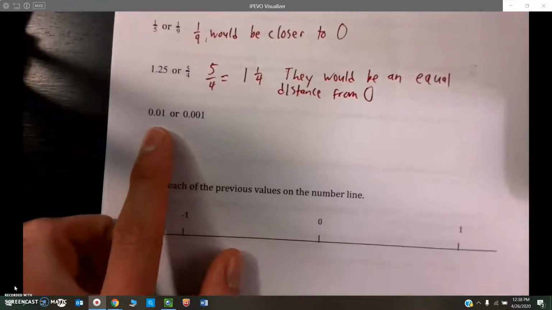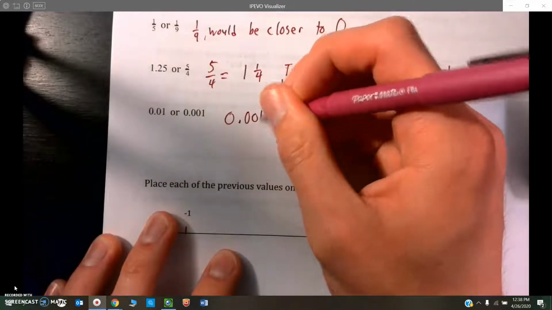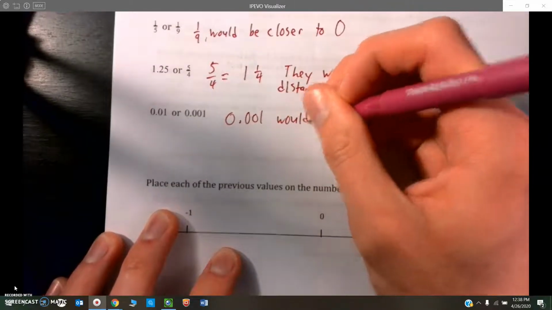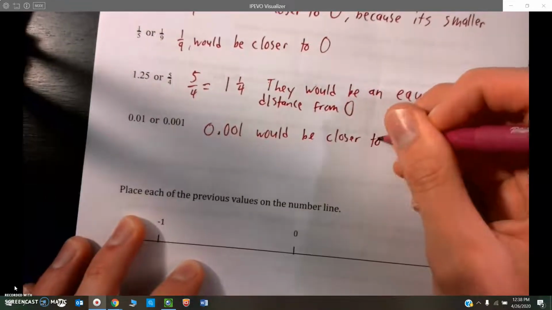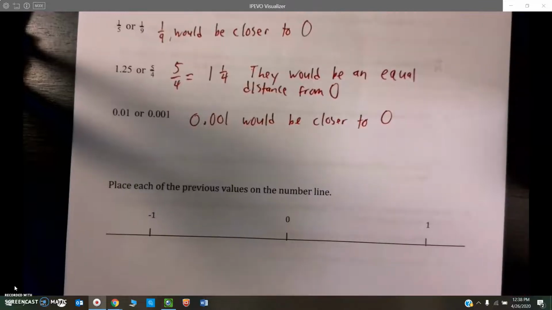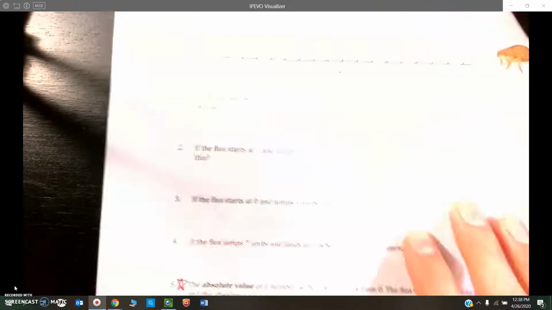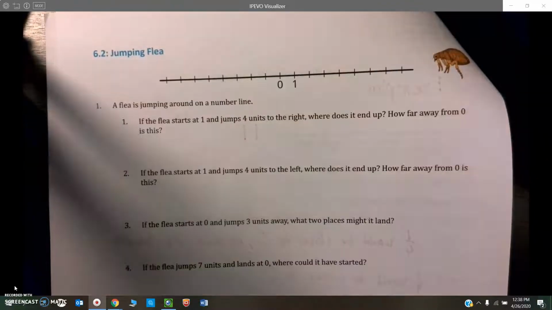And for 100th and 1,000th, 1,000th would be closer. Once again, for the same reason as above, because it is smaller. When we're talking about positive numbers, the smaller the positive number, the closer it is to 0, the less far it goes over. So that's just a little warm-up. Now let's talk about this jumping flea.